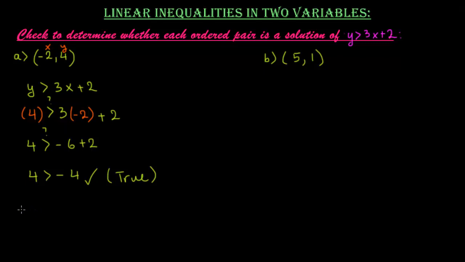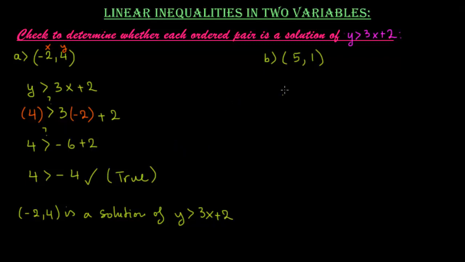Then we say that negative 2 and 4 is a solution of the inequality y greater than 3x plus 2.